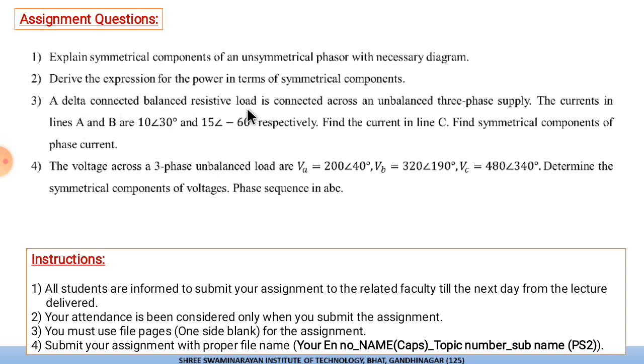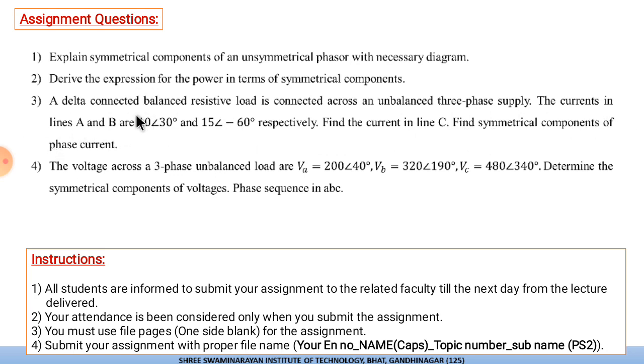And the third is the example, that is: a delta connected balanced resistive load is connected across an unbalanced three-phase supply system, and the currents in line A and B are 10 at angle 30 and 15 at angle minus 60 respectively. Find the current in C. Also find out the symmetrical component of the phase value.